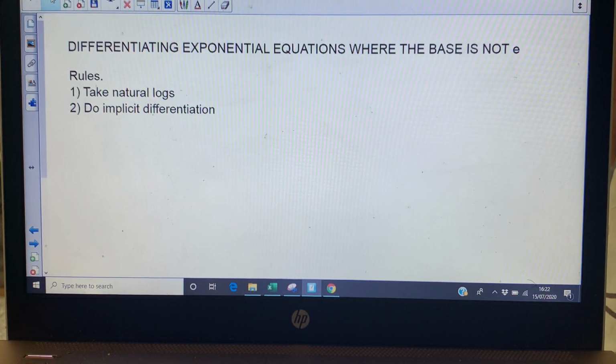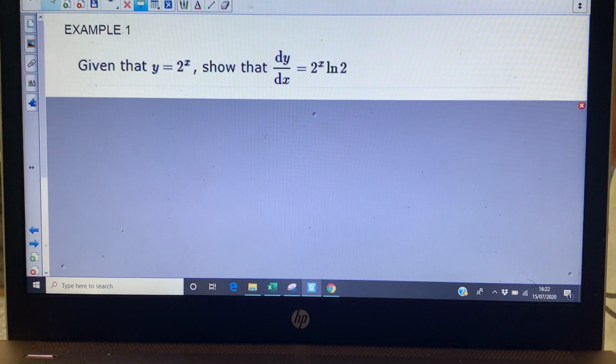To do this from first principles, you take natural logs of both sides, and then you do implicit differentiation. So first of all, given that y equals 2 to the power x, show that dy/dx equals 2 to the power x times ln2.